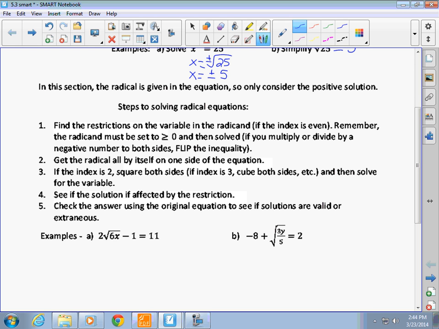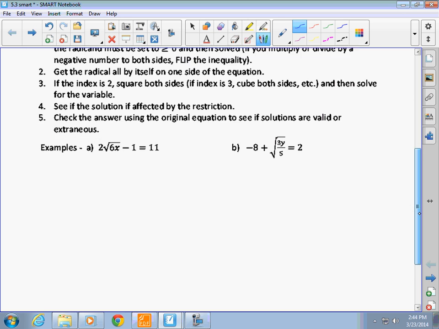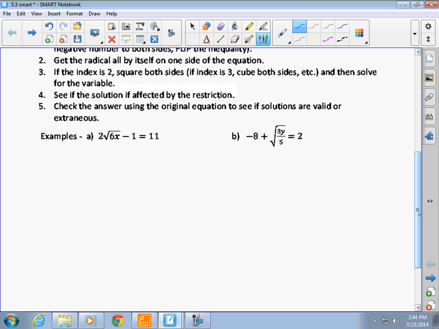So then the steps are the same after that. You get the radical by itself, and then if the index is a 2, you square both sides. If the index is 3, you cube, and so on, and then you solve for the variable. See if the solution is affected by the restriction. So once you have solved it, then you check back to the restriction. And then you need to check the answer in the original equation to see if the solutions are valid or extraneous. So even though they fit in with the restriction, that doesn't mean that it isn't an extraneous root.